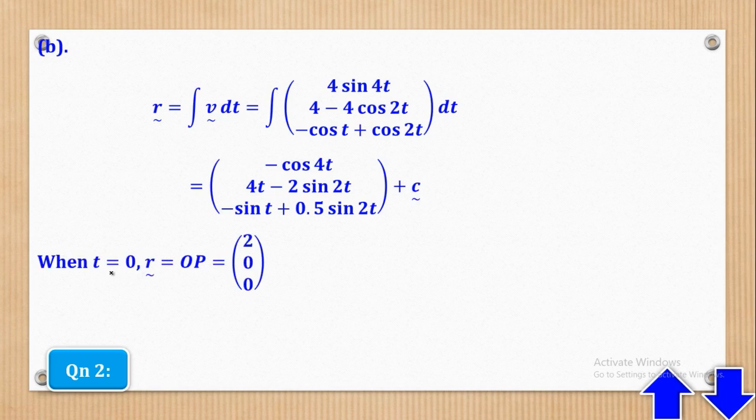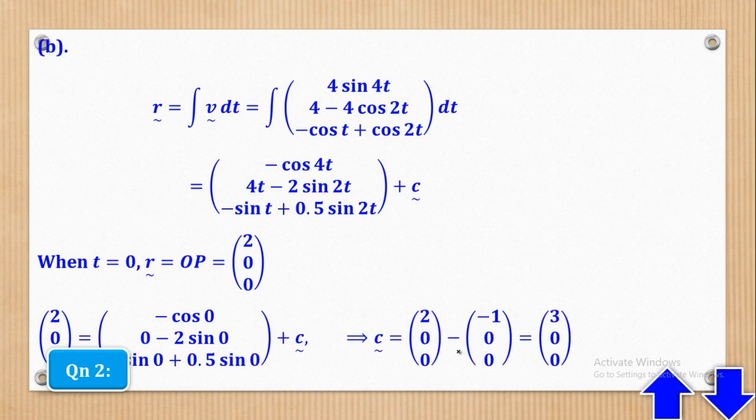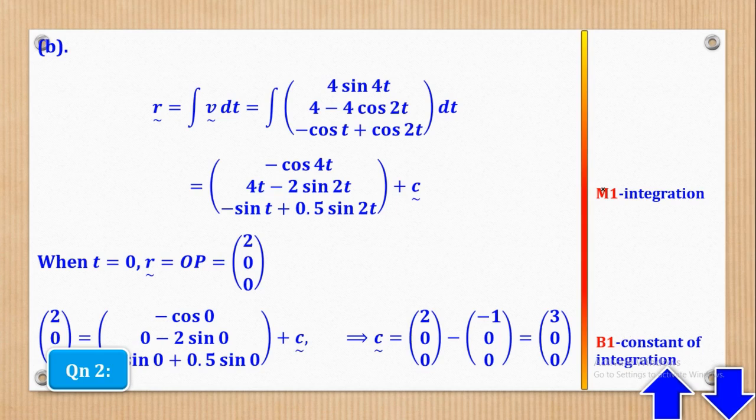So now initially when t is 0, r is equal to 0, 0, 0, it was given in the question. So when I substitute, I realize that my c is equal to 300. So for this slide, M1 is for the integration and B1 is for the constant of integration.